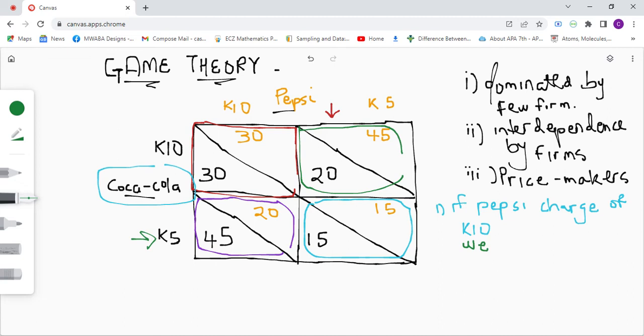Because as Pepsi has raised the price, their customers are now going to start coming to us, and we're going to get a bigger market share and our total revenue will increase. So if Pepsi is charging 10 kwacha, we charge 5 kwacha.